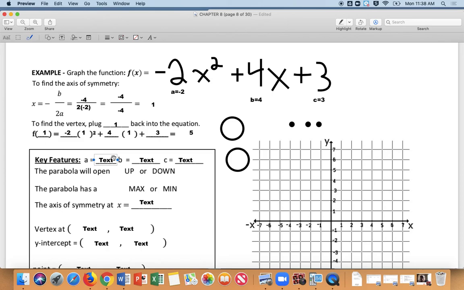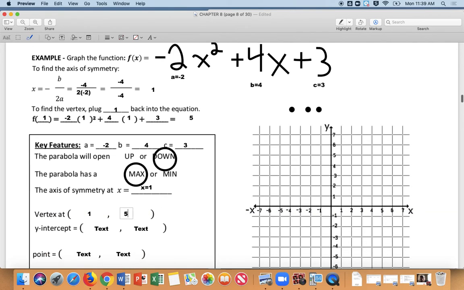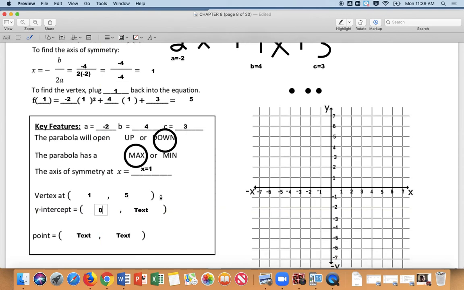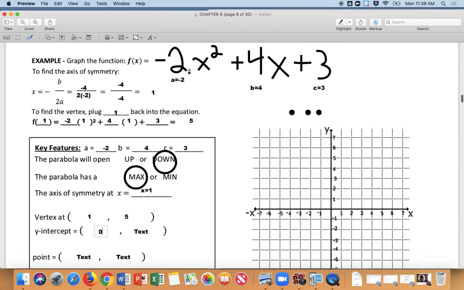Because we labeled A was negative 2, B was 4, C was 3, and because A is negative, we are going to open down, and the parabola has a max. The axis of symmetry was x equals 1. My vertex was 1, 5. For my y-intercept, x is 0, so we plug in 0 up here. Negative 2 times 0 is 0, plus 4 times 0 is also 0, so this is 3. Hopefully you're noticing the pattern that the y-intercept is simply this c value here.